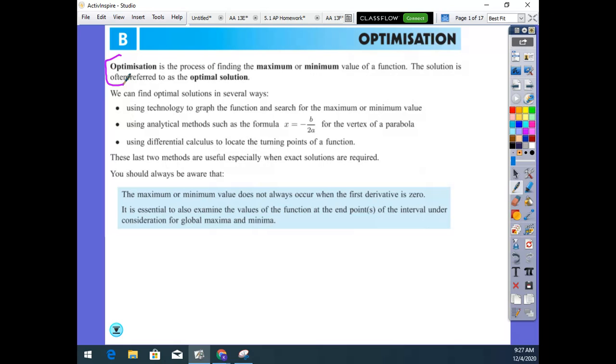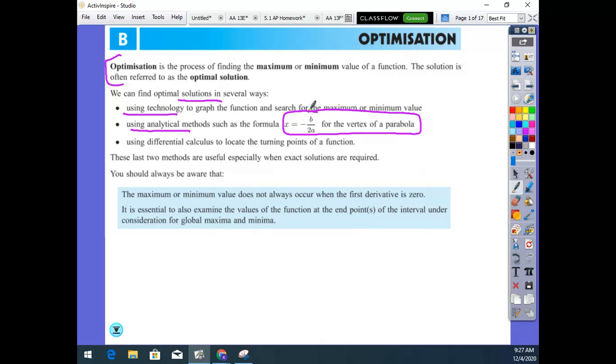The other thing I did is we can find the solution in three ways. We can use technology. We can use analytical methods, like finding the max of a parabola or the min of a parabola. Typically, we use calculus. Those are the three ways we can find it.